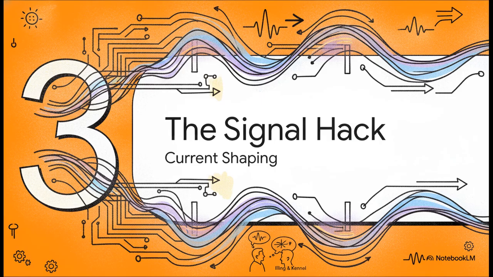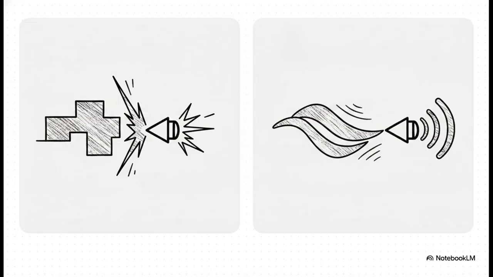Which brings us to part 3, the signal hack, current shaping. So how exactly do we fix this muddy noise? Well, researchers Illing and Kennel realized something brilliant. You don't necessarily have to change the physical laser device to solve this. You can actually use a software hack.